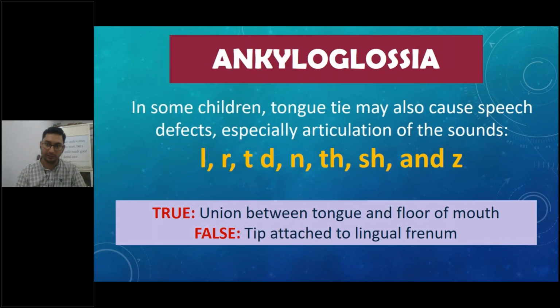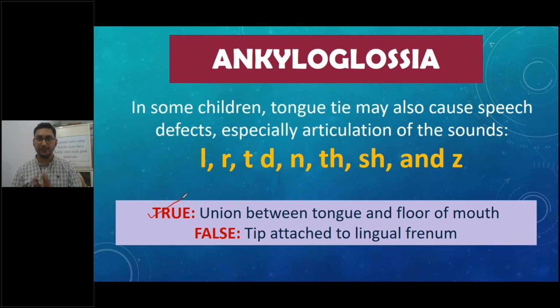Next is ankyloglossia. We know it is a tongue tie, but there is a difference, right? True ankyloglossia and false ankyloglossia. True ankyloglossia was asked in PGI 2-3 years back. What do you mean by true ankyloglossia? True ankyloglossia is basically the actual union or fusion of the ventral surface of the tongue with the floor of the mouth. It is not tongue tie, it is not short frenum, it is not short lingual frenum. That is false ankyloglossia.